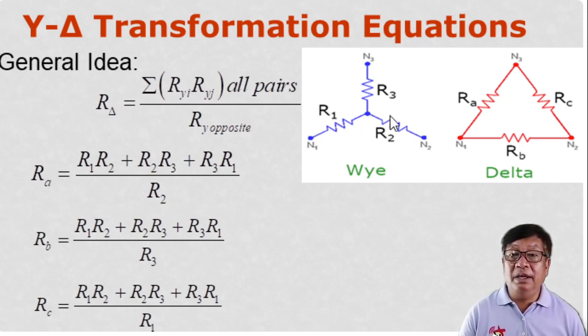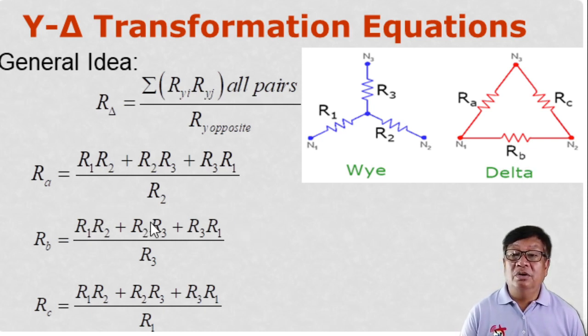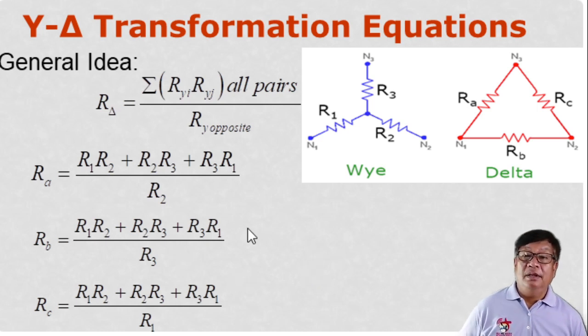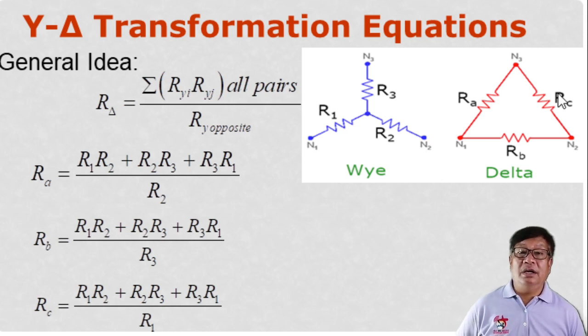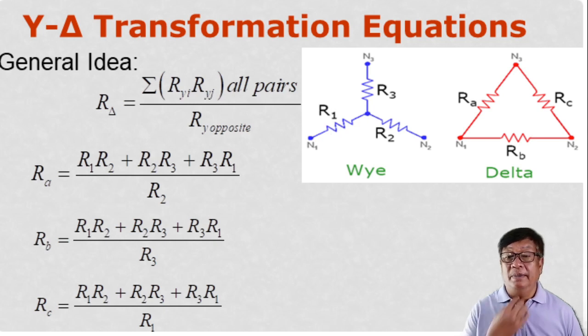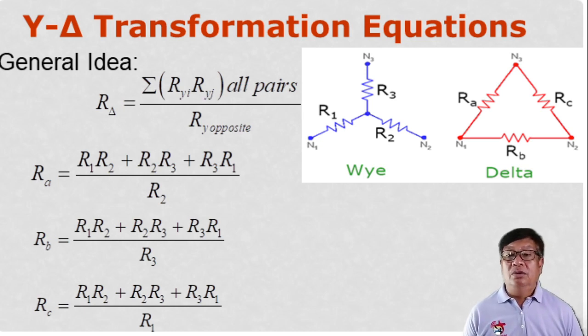Okay? So R sub B. We have to determine this R sub B here. Similar solution. The numerator is the same, but the denominator is the opposite resistance. So R sub B is equal to the sum of the products of R1, R2, R2, R3, and R3 and R1, but our denominator here is R sub 3. For R sub C, we combine the pairs and then divide by the opposite of R sub C, which is R sub 1. So more or less, this is our solution when we transform Y to delta.